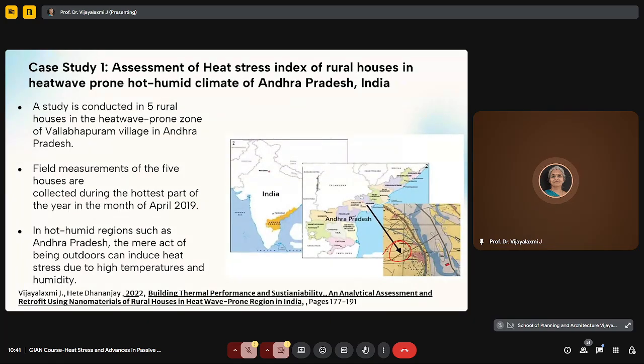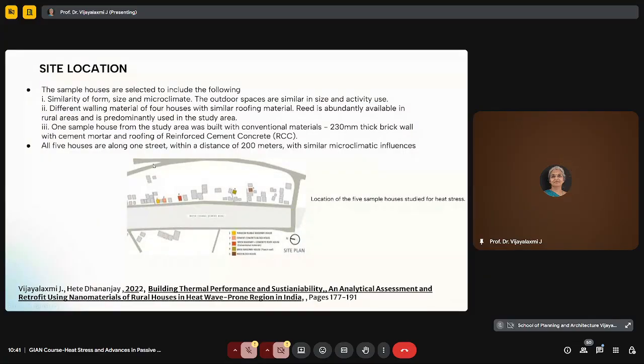So in hot humid regions like Andhra Pradesh, just being outdoors can induce heat stress due to high temperature and humidity. Being indoors also leads to heat stress because in low socio-economic houses in rural India, they do not have the gadgets or apparatus to cool them. So in this study, we have assessed the indoor WBGT for a moderate activity in these 5 houses. So the sample houses are selected like this.